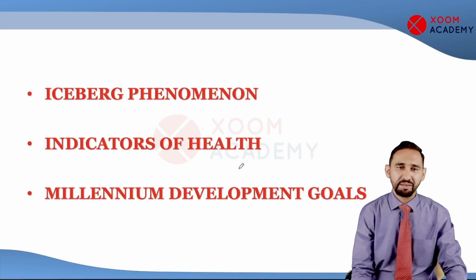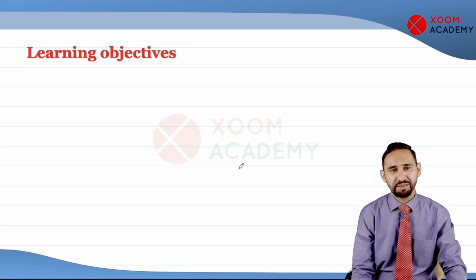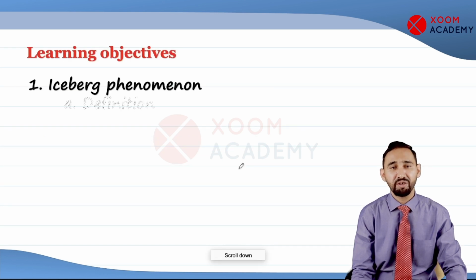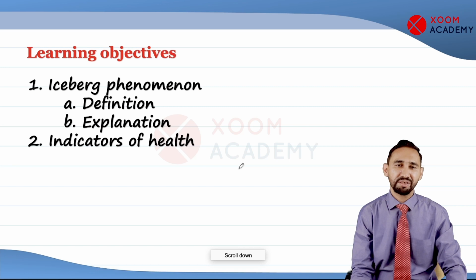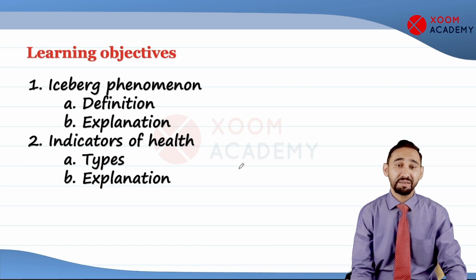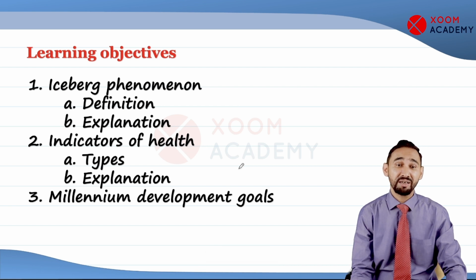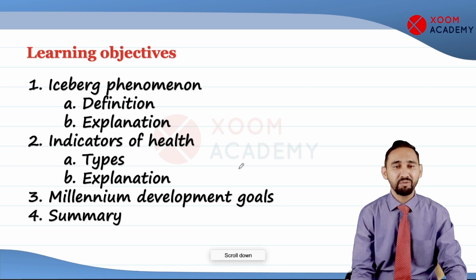Now we'll discuss iceberg phenomena of disease, indicators of health, Millennium Development Goals, according to the following learning objectives. First, we'll discuss iceberg phenomena: how to define iceberg phenomena, what is the explanation of iceberg phenomena. Then we'll discuss indicators of health, what are various types, what is their explanation, and then we'll discuss various Millennium Development Goals. In the end, we'll summarize the session.